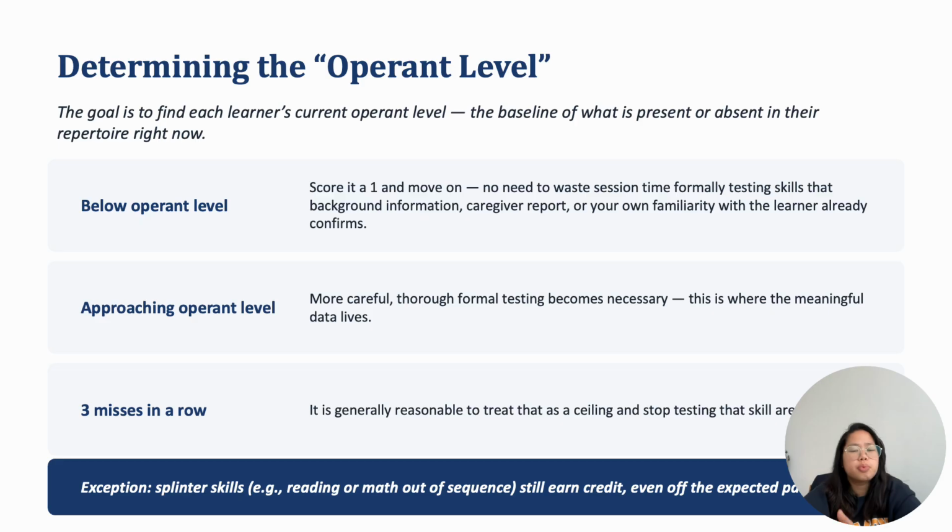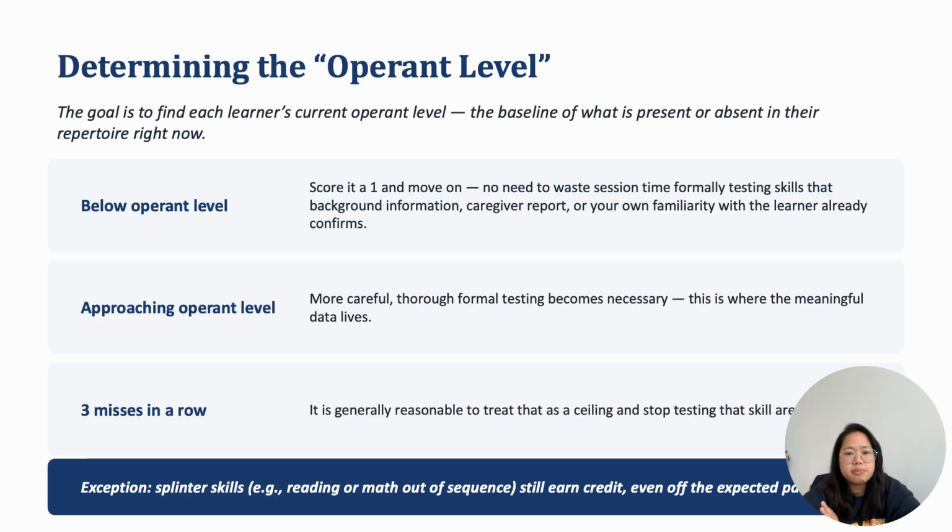So don't burn session time testing something that background info or a caregiver already confirmed. And as you get closer to their ceiling, slow down and test more carefully. That's where the data that actually matters lives. And if you miss 3 milestones in a row within a skill area, like for example, all empty in a skill area you tested, it's fair to call that a ceiling and stop.